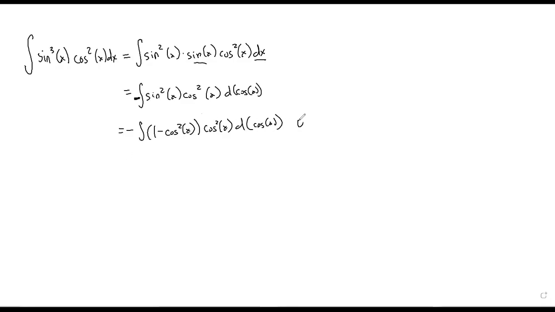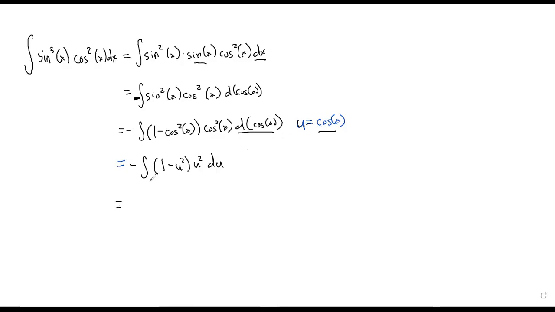So I'm going to set up u to be equal to cosine x. I already have the derivative of cosine x, so I don't have to worry about doing another calculation because I've already set it up this way. So this is going to give me the opposite of the integral of 1 minus u squared times u squared du. See, I already have cosine x for u, so I just plug it in.